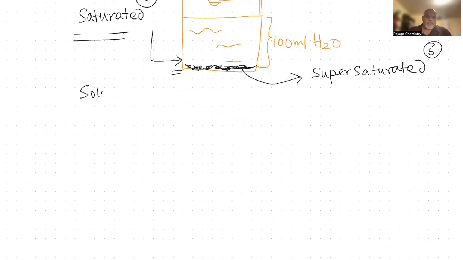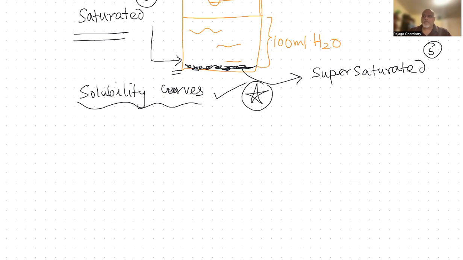Solubility is a very difficult topic, because how much salt can go inside a certain amount of solvent is called a solubility curve. It might depend on temperature. If you increase temperature, more salt will go inside. If you cool, more salt will come outside. So we are going to learn that further later.